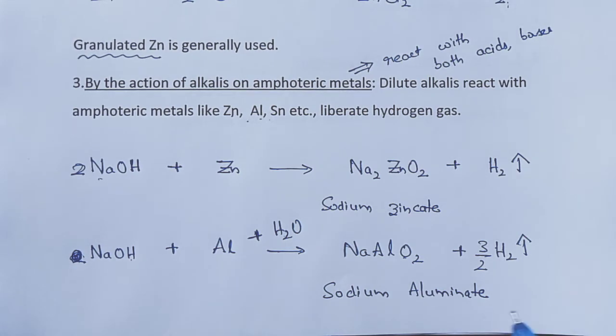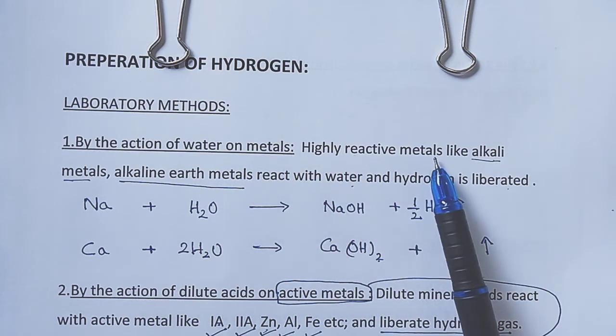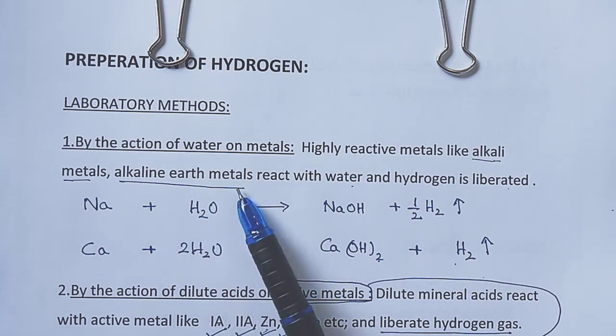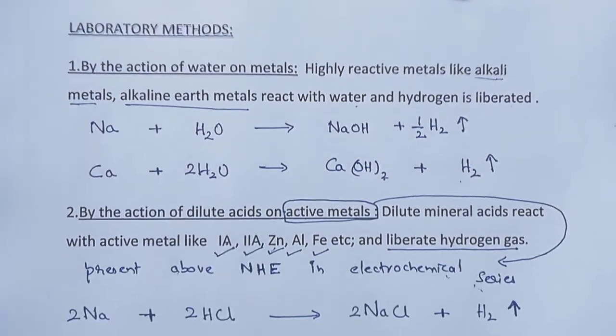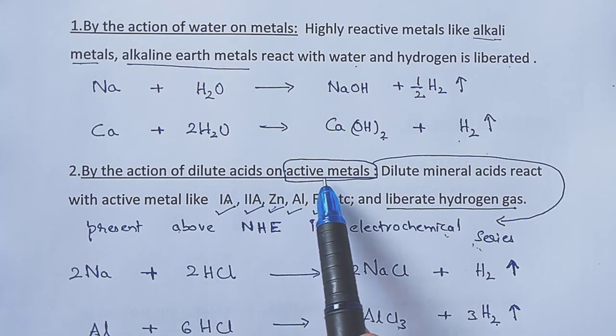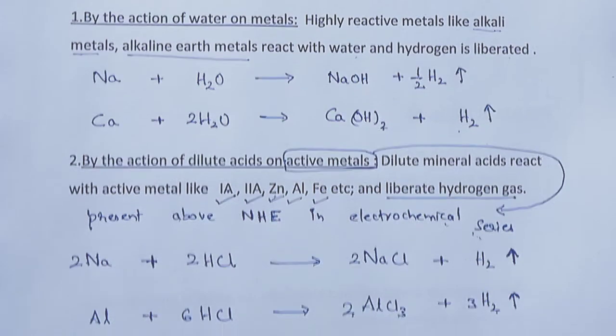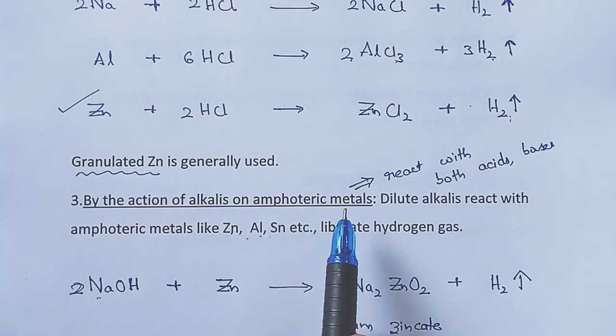Anyway, hydrogen gas is produced. So till now we have studied 3 methods. Number 1, by the action of water on highly reactive metals like alkali metals and alkaline earth metals, we can produce hydrogen gas. Second one, by the action of dilute acids on active metals. Third one, by the action of alkalis on amphoteric metals. All these are laboratory methods. We have one more laboratory method.